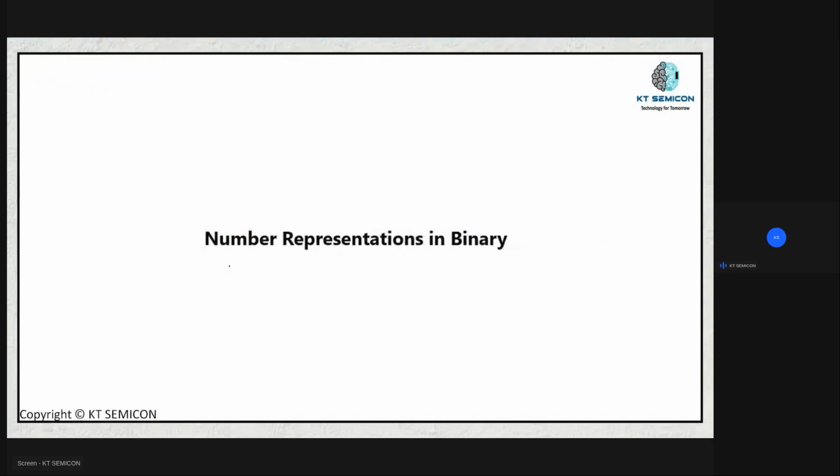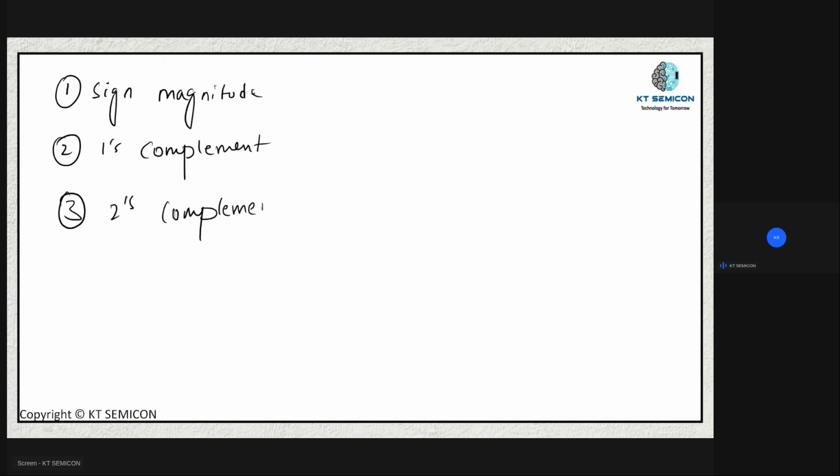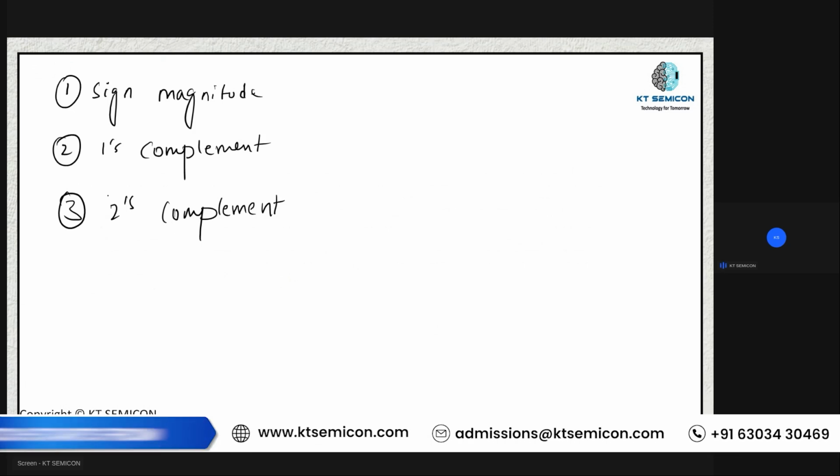So in digital, we can represent numbers in various ways. The very first common method which we are going to use for representing a number is sign magnitude form of representation. And the second one is one's complement form of representation, followed by two's complement form of representation. So we have one's complement, sign magnitude, and two's complement forms of representation. Now let us try to understand them in detail.